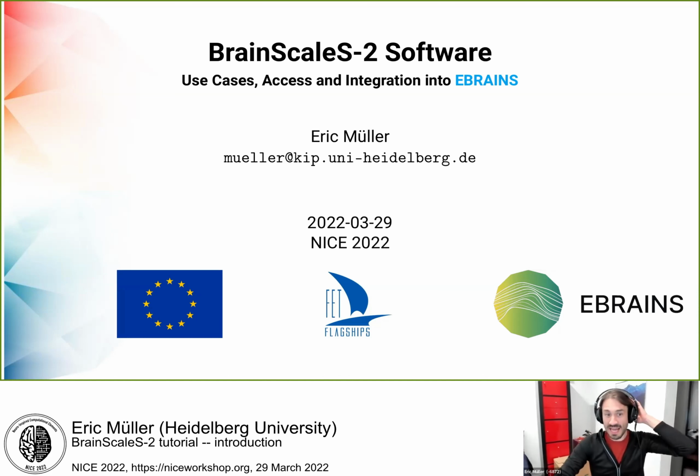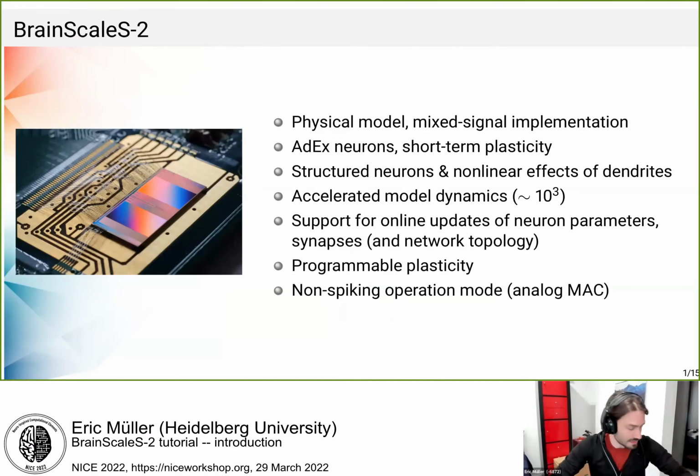So let's just start. So BrainScaleS, most of you, or some of you might already know, it's a neuromorphic system, physical model. So this means we have analog circuits that model neuron behavior in terms of a physical model. So there's, for example, a membrane capacitance that is modeling the cell membrane. We have a simplified neuron model. In this case here, it's adaptive exponential integrate-and-fire.